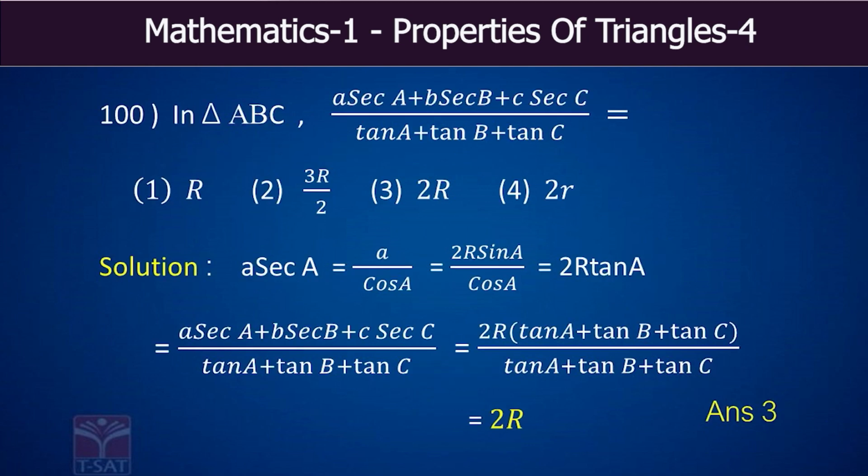In triangle ABC, (a sec A + b sec B + c sec C)/(tan A + tan B + tan C) is equal to: 1) R, 2) 3R/2, 3) 2R, or 4) 2r. Now, you know that a sec A is a/cos A, and a means 2R sin A, so 2R sin A/cos A, that is 2R tan A. So if you substitute the values, 2R (tan A + tan B + tan C)/(tan A + tan B + tan C) is equal to 2R. So the correct option is option number 3.